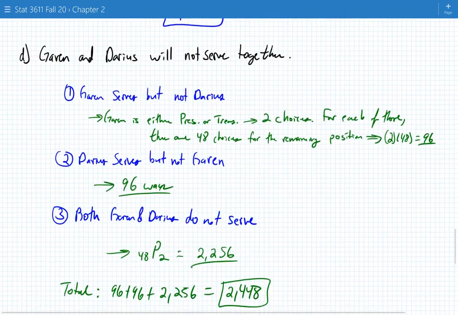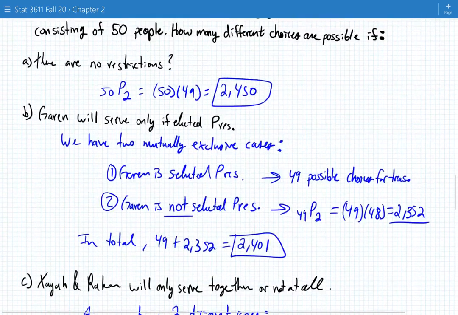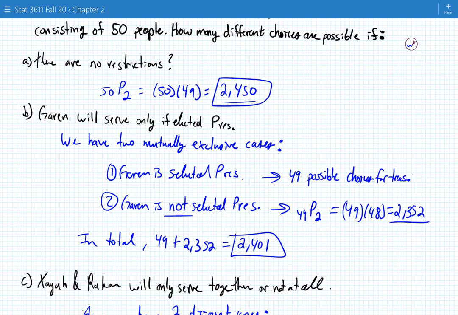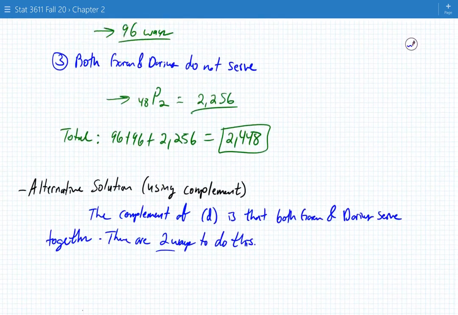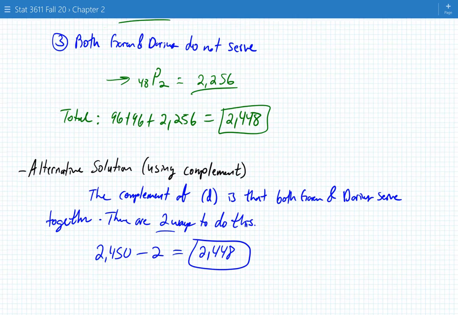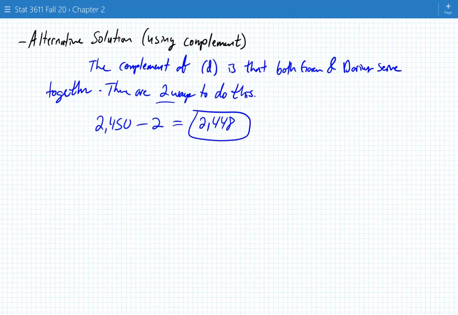Well, we know from the beginning that in total there are 2,450 possible ways to do this. Your total sample space has 2,450 elements. 2 of them are in the complement, which means we don't want those, so we just take those away. And so there are 2,448 in the event we wanted to originally count. Very slick.